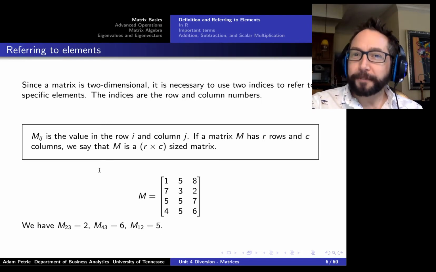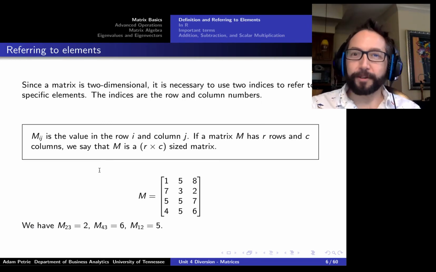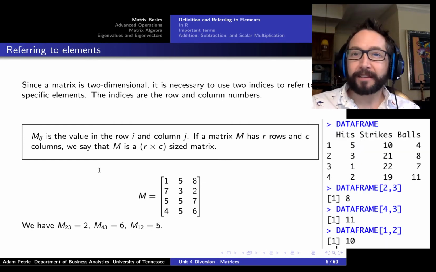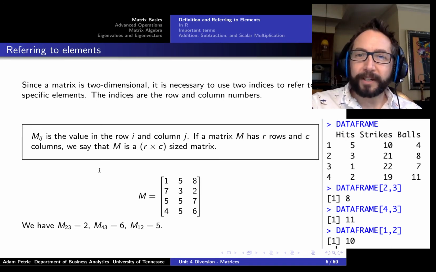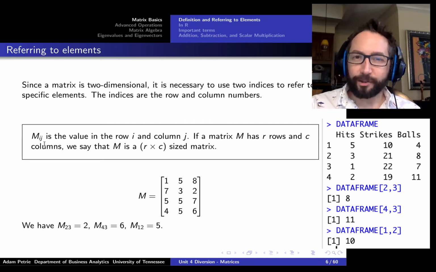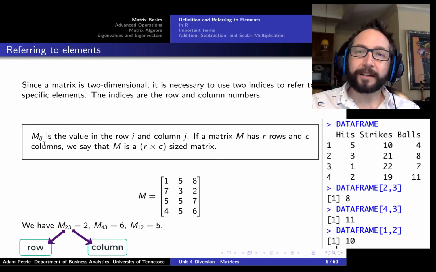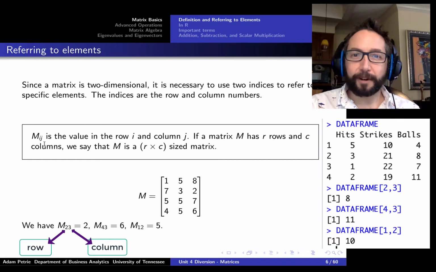So how do we refer to the elements of a matrix? Well, we're going to refer to them much like we refer to elements in a data frame, by their row number and their column number, the combination of those two. So what we're going to do is give subscripts to the name of our matrix, i and j. The very first number in that subscript is going to refer to the rows, up and down. The second number is going to refer to the columns, left and right.